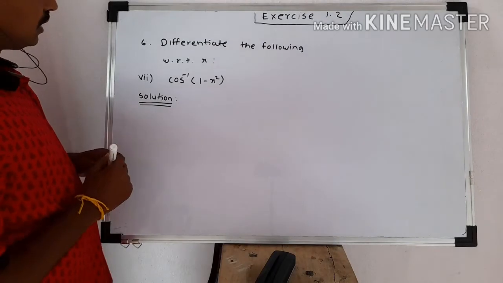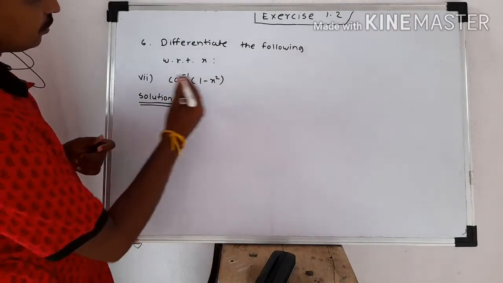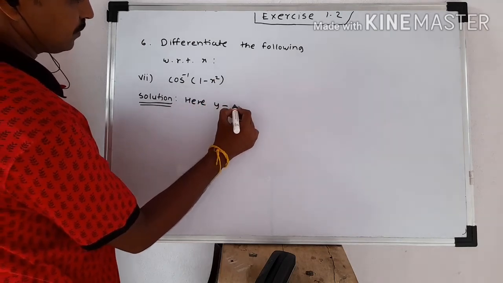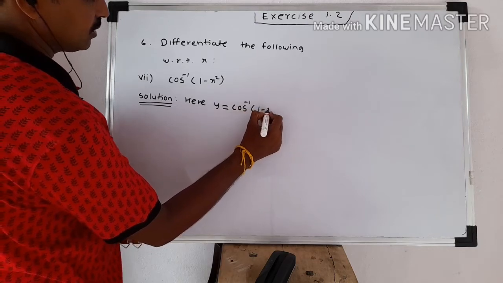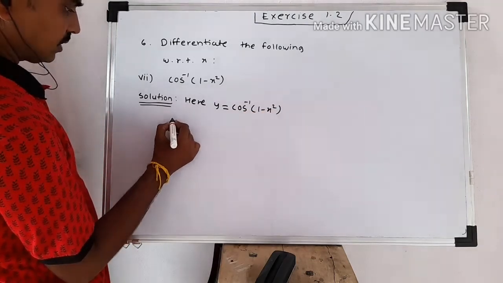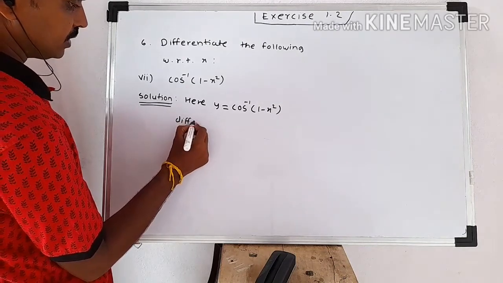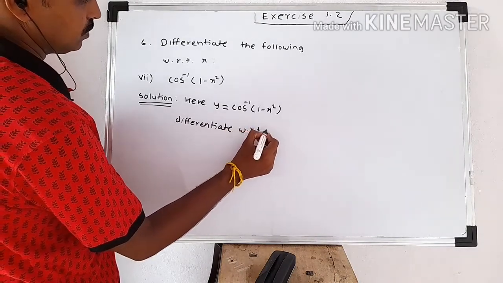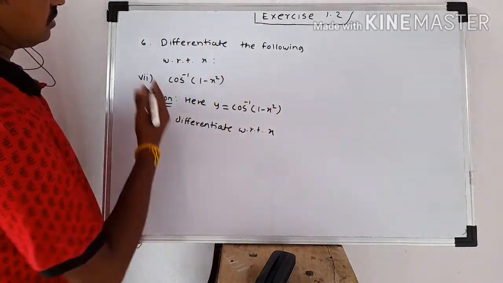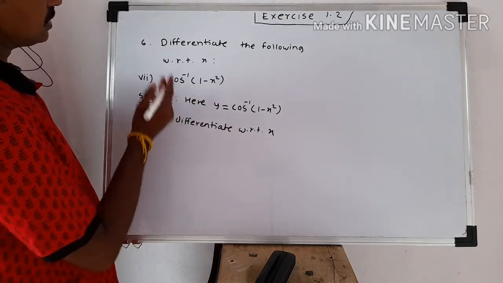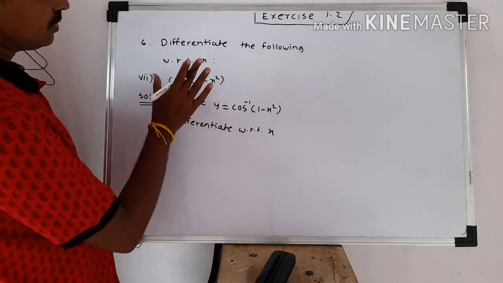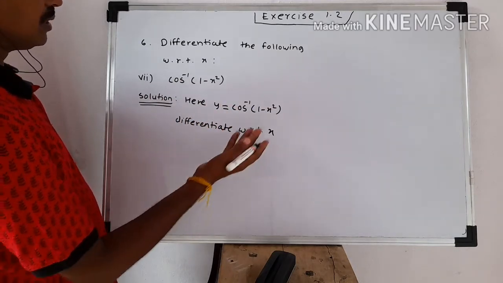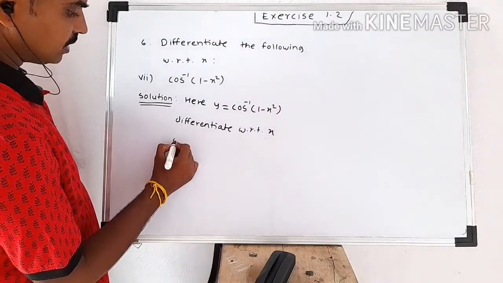Now our next example is cos inverse of (1 minus x square). First of all we will write the given function as it is, then we will directly differentiate with respect to x. Now in all these examples of type 6, the given functions are directly differentiated with respect to x, and by using the composite formula we can find the required answer.